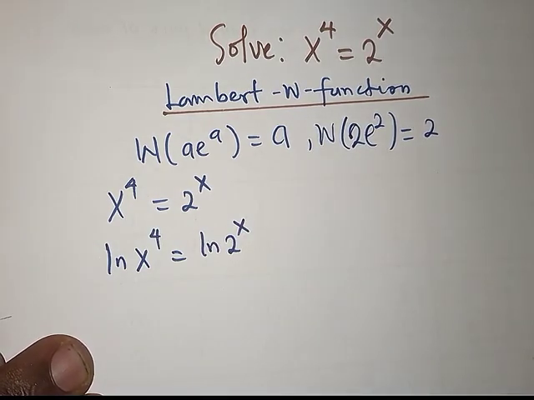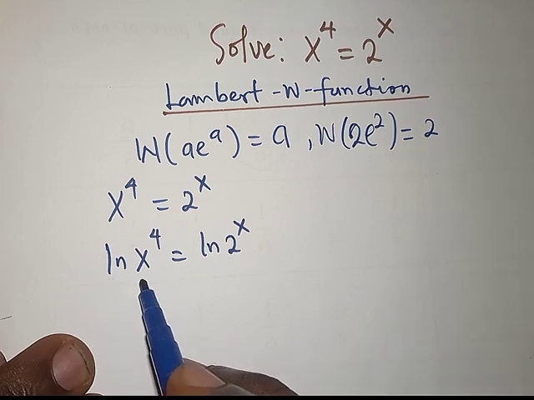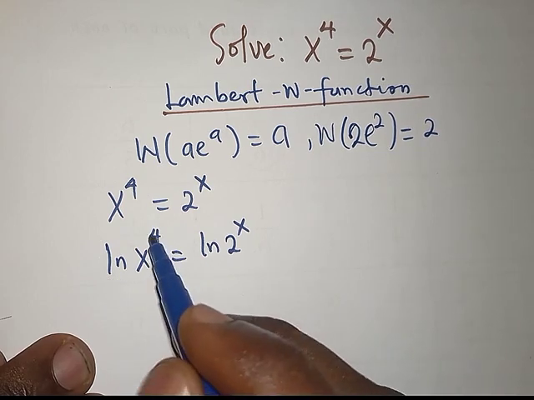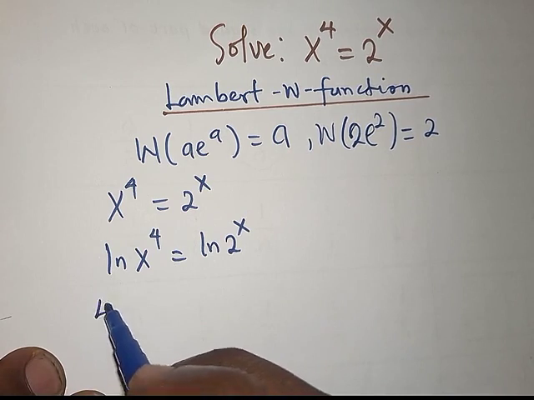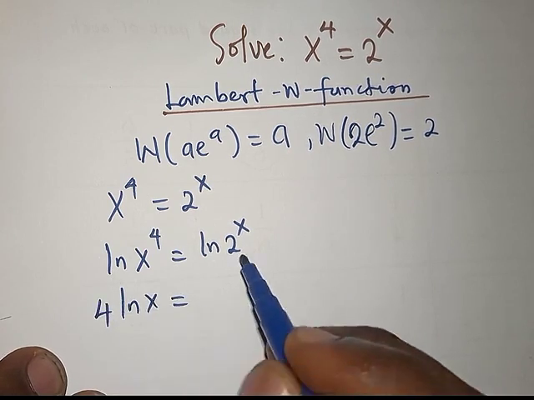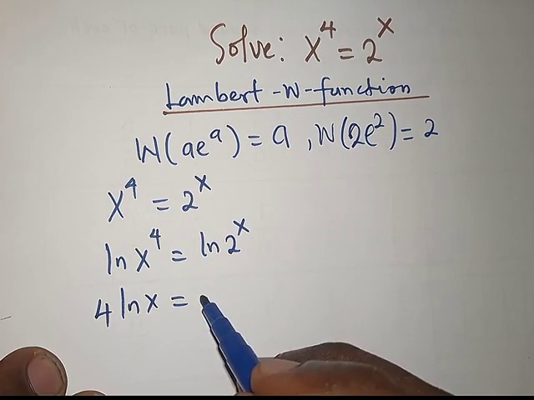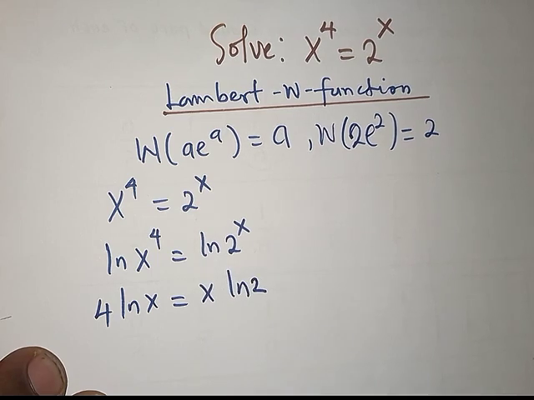So now from there, whenever you have logarithm on this side and logarithm on that side, the power has to come down. We have 4 ln x equals, we have x come down, x ln 2, right?